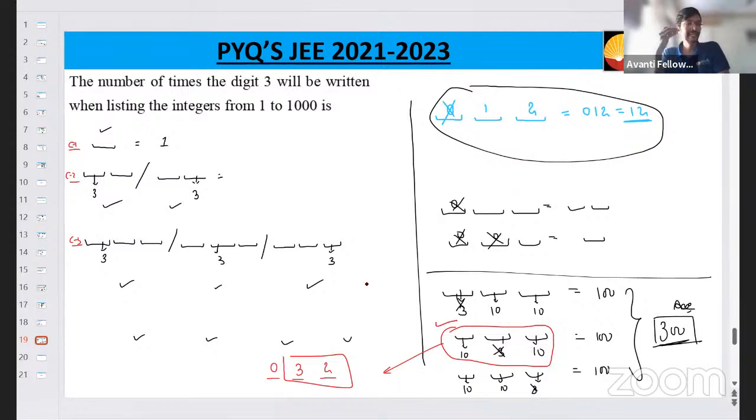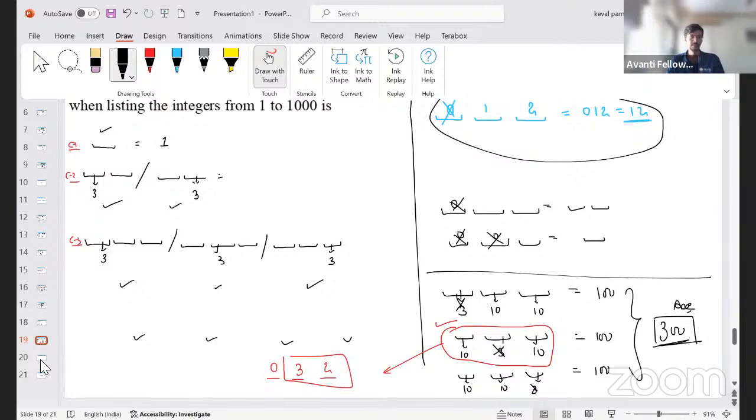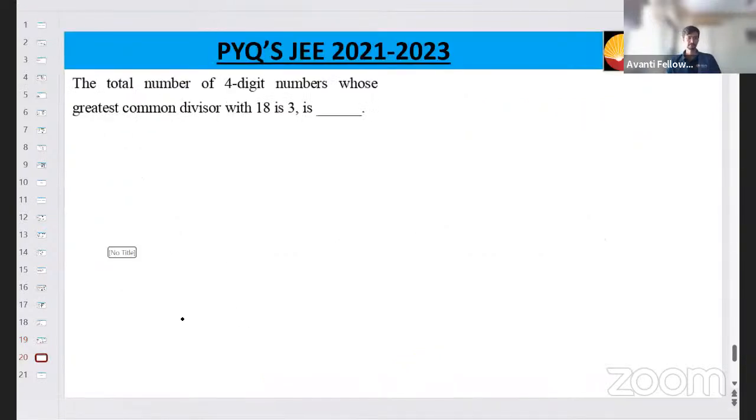So we don't have to make cases, case 1, case 2, case 3 और उसके अंदर cases बनाने की जरूरत नहीं है. So my total answer is basically 300. That's it. I hope it is clear. Think about it after the lecture. Let's see the next one.